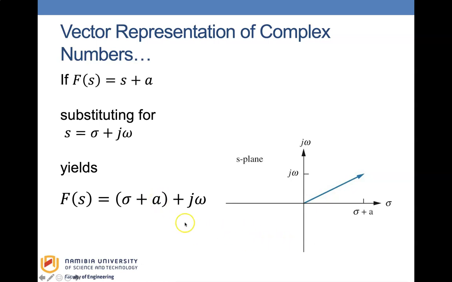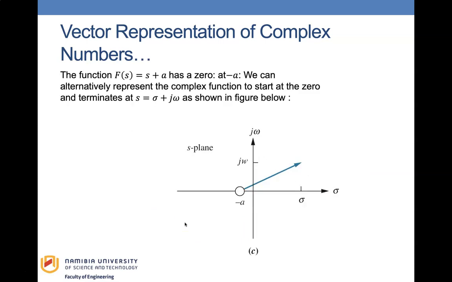If we translate the vector a units to the left as shown in this figure, we have an alternative representation of the complex number that originates at the 0 of F of s and terminates on the point s equals sigma plus j omega. We can therefore conclude that s plus a is a complex number and can be represented by a vector drawn from the 0 of the function to the point s.